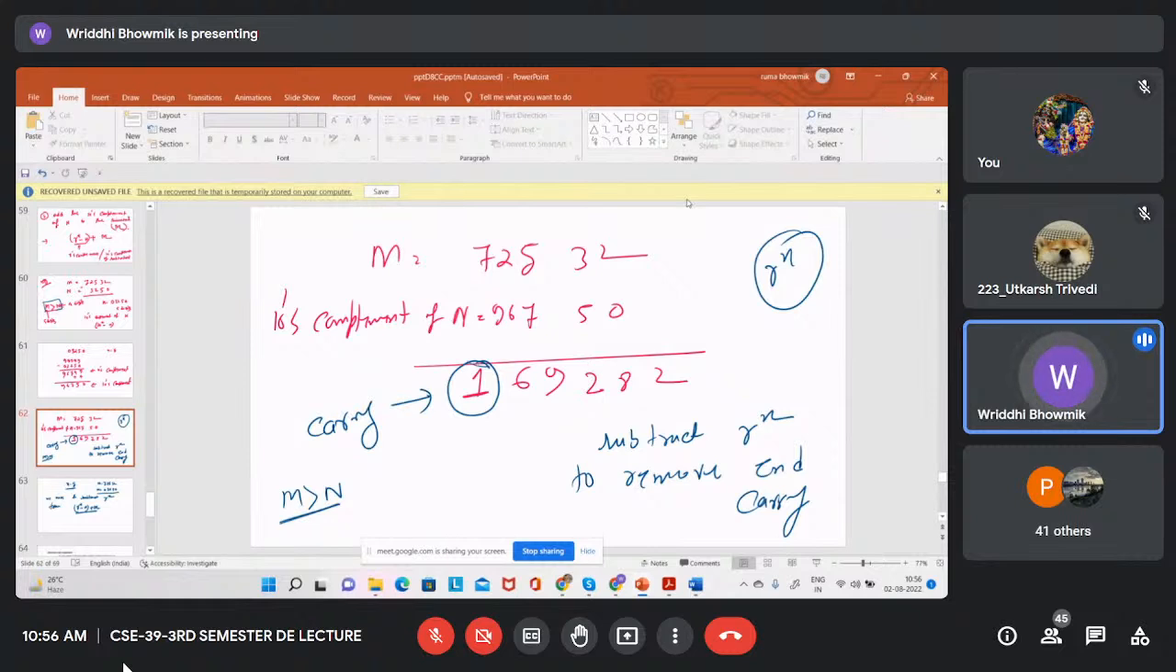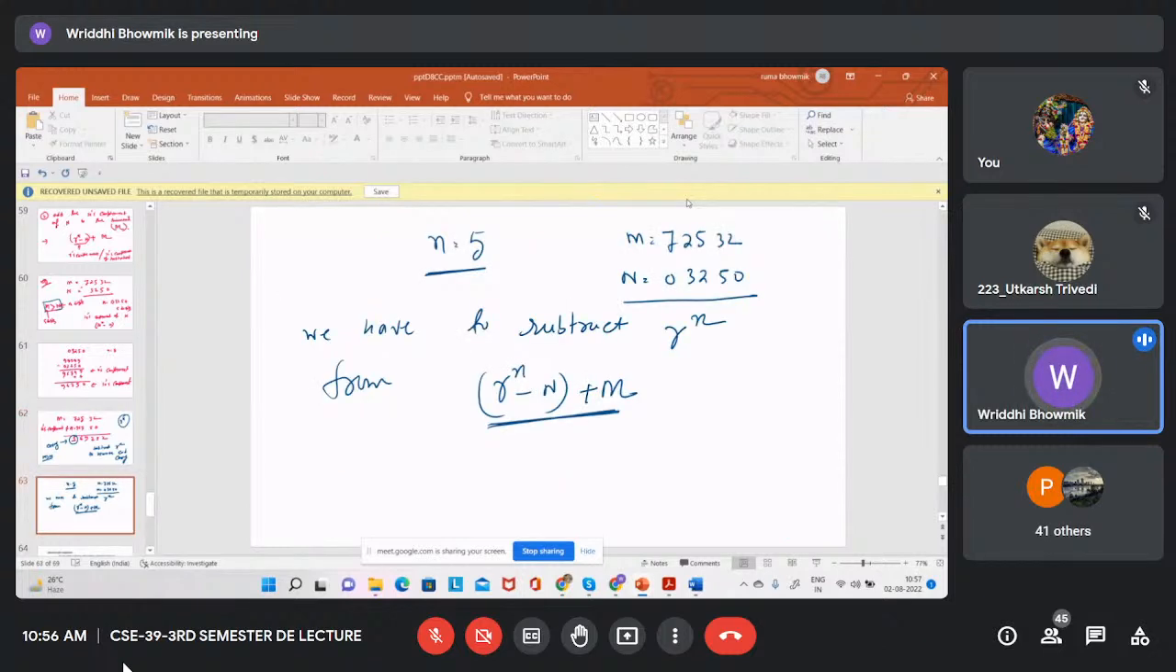So I have to discard this carry. How to discard it? We will subtract r to the power n from this quantity to remove the end carry. Now small n is equal to 5, and because it is the decimal system, small r is equal to 10. So you have to subtract 10 to the power 5.